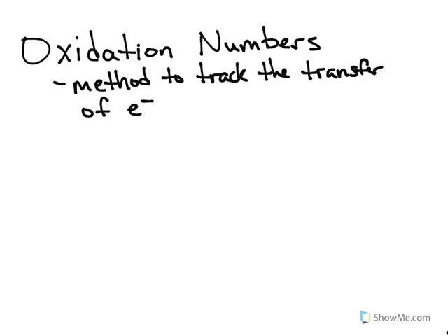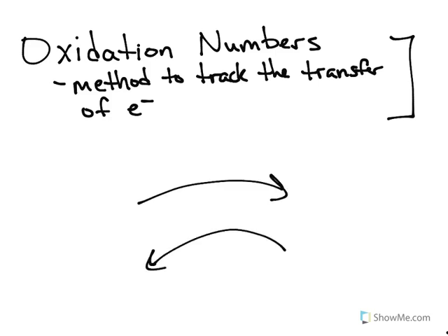Oxidation numbers are a method to track the transfer of electrons within a chemical reaction. Some people consider oxidation numbers to be the charge that an element would have if it were in that compound but acting as an ion on its own. It's a little bit tricky to dive deep into what these oxidation numbers truly represent. But the easiest way to handle them is to think of them as a bookkeeping method of how we're going to keep track of whether electrons are flowing one direction or another.